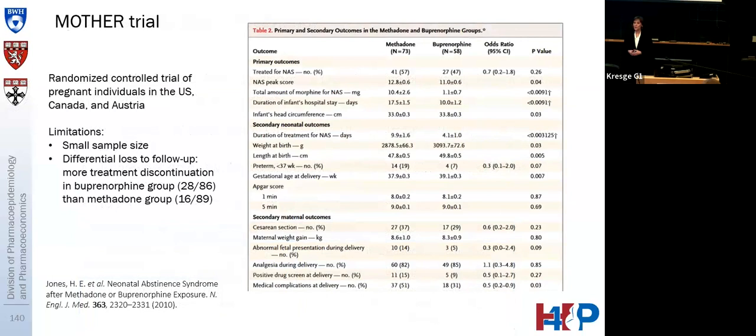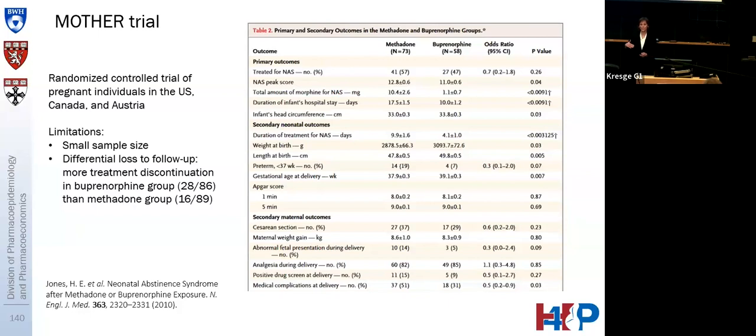So back in 2010, actually a randomized controlled trial in pregnant women was published in the New England Journal. And the goal of that trial was to compare methadone with buprenorphine on a range of potential both neonatal and maternal outcomes. And you see the different outcomes that were evaluated in the trial here.